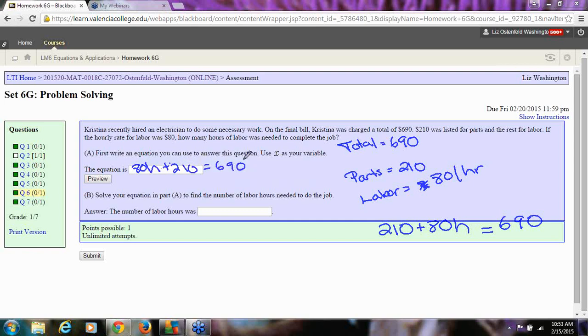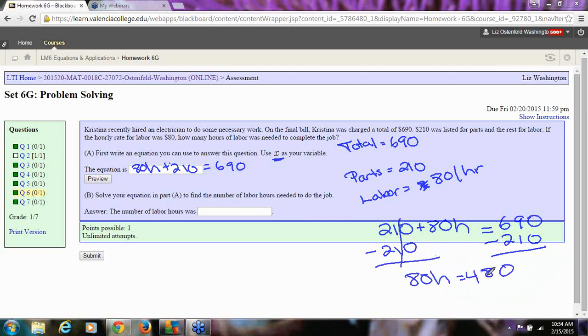Okay? And then solve your equation in part A to find the number of hours. Well, that just means solve for H or X. Again, they did say use X, so when you go to type it in, make sure you type in X. I was just being a rebel. I don't want to follow directions ever. Okay, so I'm going to get 0, 8, 4.